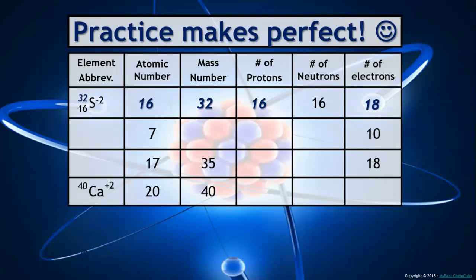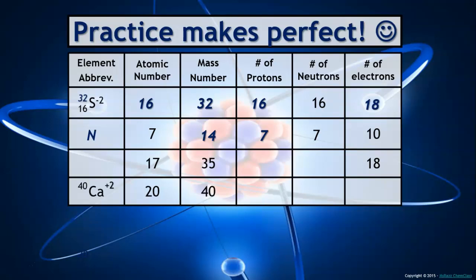Let's go to the next row. We know we have an atomic number of 7. We can also see if we go down the row that there are 10 electrons. So let's see what we can fill in here. The atomic number 7, if we look at the periodic table, tells us that that is nitrogen, which has a symbol of capital N. We can figure out the mass number because the atomic number is 7. And actually, there should be a 7. Sorry, there's a 7 on your sheet in the number of neutrons.